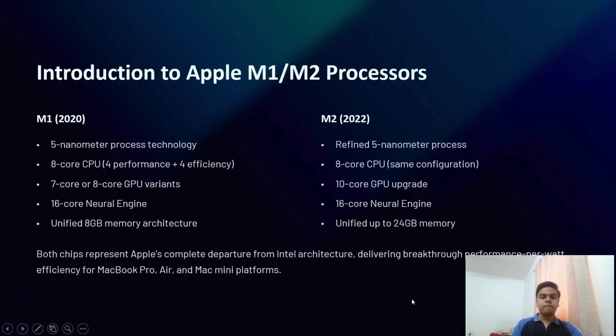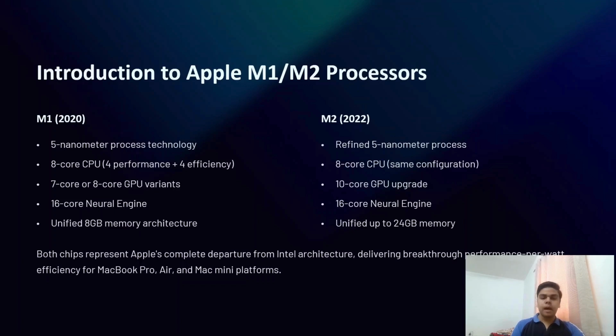Apple introduced the M1 chip in 2020, followed by the M2 in 2022, both built using 5 nanometer process technology. The M1 includes an 8 core CPU, 4 performance cores and 4 efficiency cores, along with a 7 or 8 core GPU and a 16 core neural engine. The M2 refines this further with a 10 core GPU and up to 24 GB of unified memory. Together, they deliver exceptional performance per watt efficiency for MacBooks.